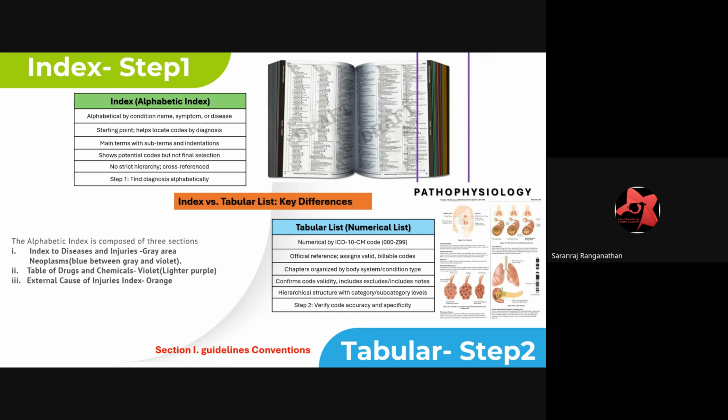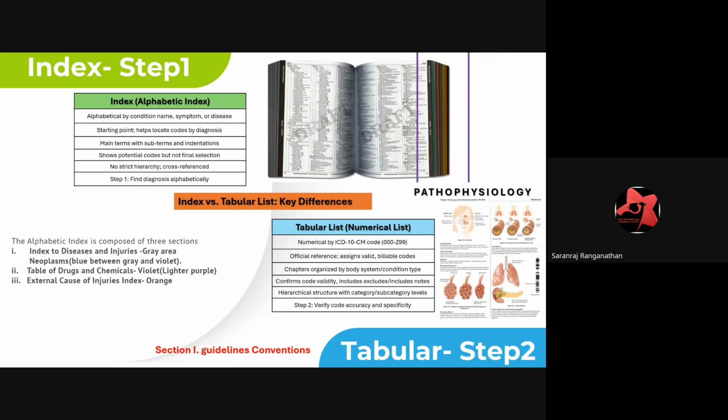The tabular list is alphanumerical, where you'll see the complete codes, like the third digit, fourth digit, fifth digit, sixth, until the seventh digit. The index is again classified into three different sections, three important sections.